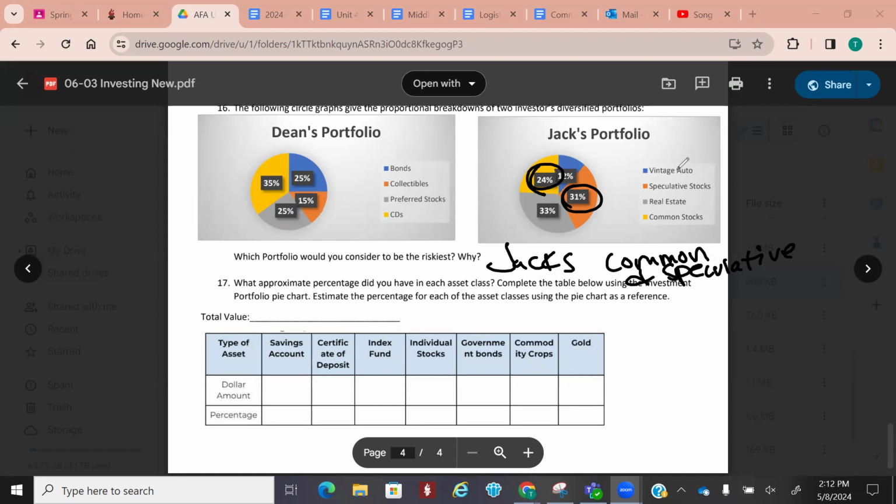Riskiness really kind of depends on what types of stocks you're investing in. Stocks itself is risky. All these other things that they're doing are not as bad. You really have to think about the types of investment that you're making. So that's it.